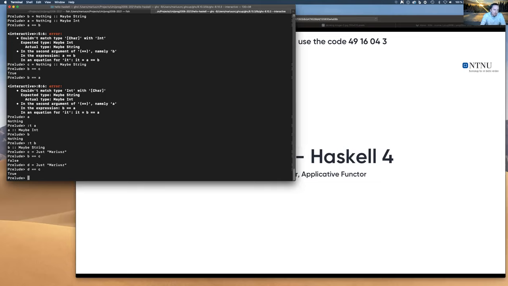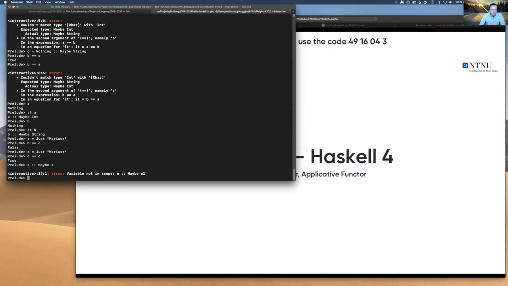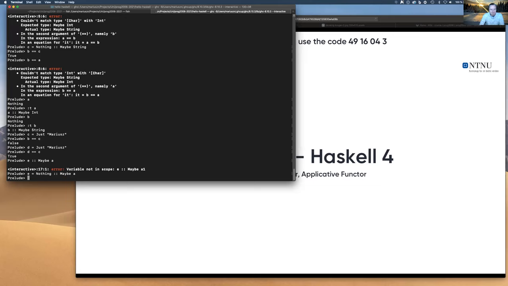But now say I have E, which is of type Maybe something. I don't specify what type E is. So I say E is nothing because I didn't specify the value. I have a null pointer, but I didn't specify what E is yet. It's a Maybe A. And then I compare it. Can I compare it with A? Remember, A is Maybe Int.